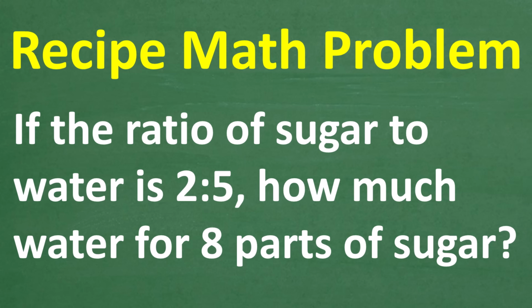If the ratio of sugar to water is 2 to 5, how much water is needed for 8 parts of sugar? All right, so we're really talking about practical mathematics, right? So maybe we have a recipe and we need to follow it, but again, the ratio of sugar to water is 2 to 5. So this little colon right there means "to", so this is 2 to 5. So how much water is needed if we have 8 parts of sugar?